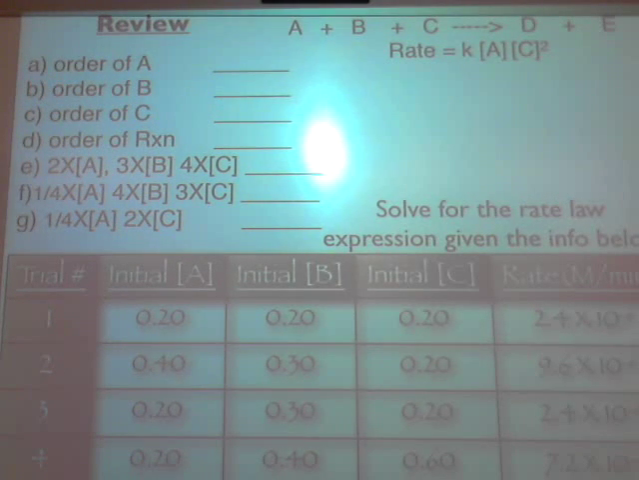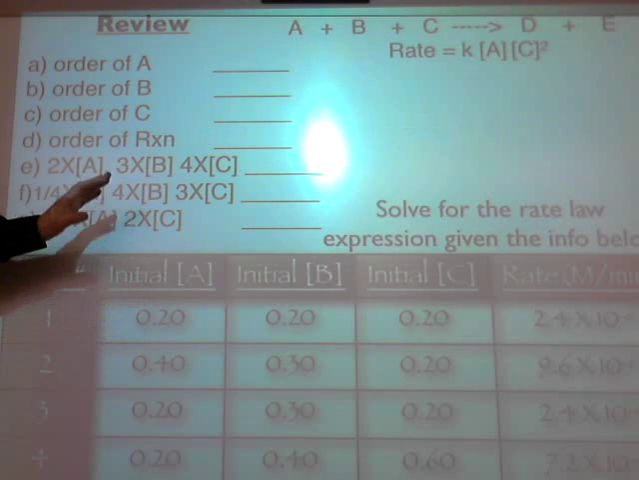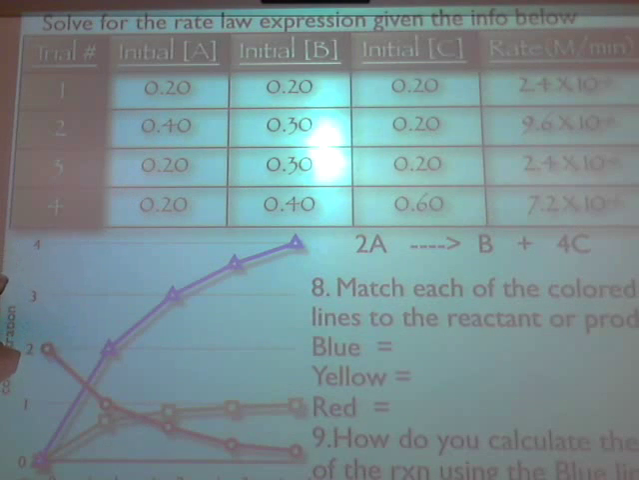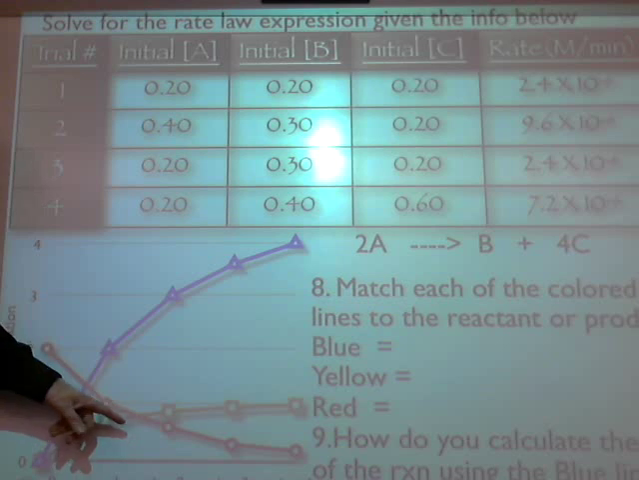Okay? All right. Those are a big portion of the test. Let's look at the next thing. I already did that part. Here. These graphs.